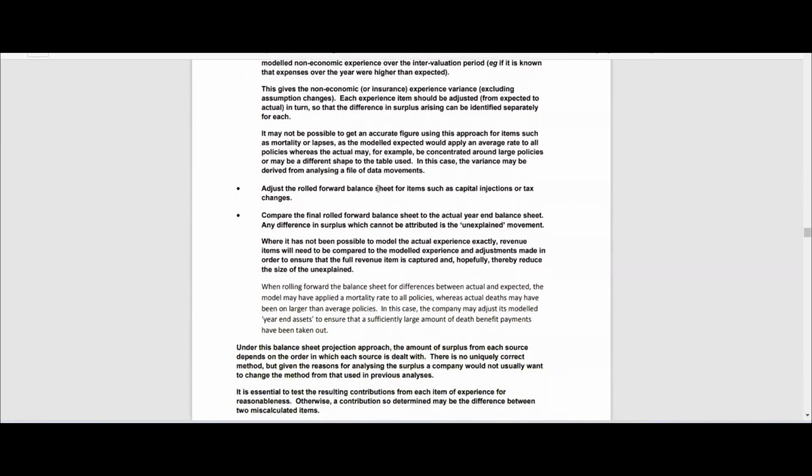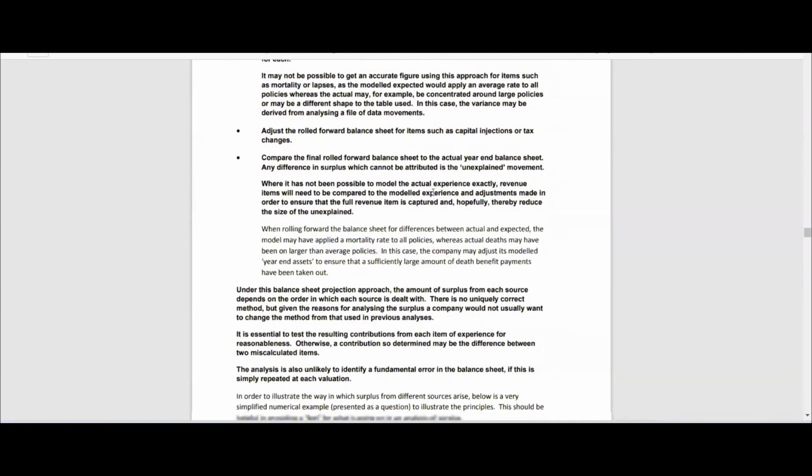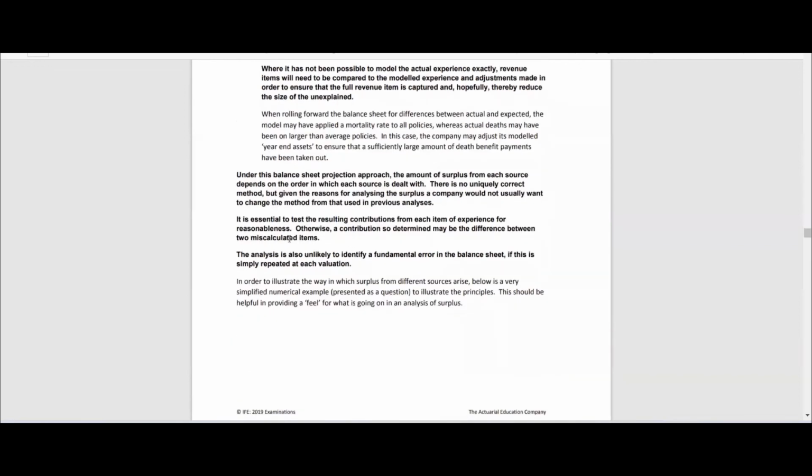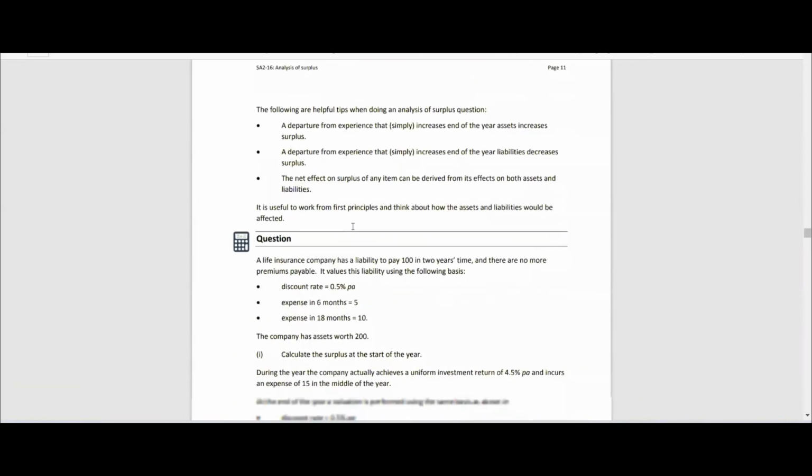And finally, adjust the roll forward balance sheet for any capital injection or tax changes, right? Ideally there would not be changes like that. And finally, there would be an unexplained part. You need to reduce it, but it might also be possible that you have made some calculation mistake in the asset part and some calculation mistake in the liability part, and that's how you get the unexplained part, and they are offsetting each other. So ideally there should not be any unexplained, but it is impossible to get that.